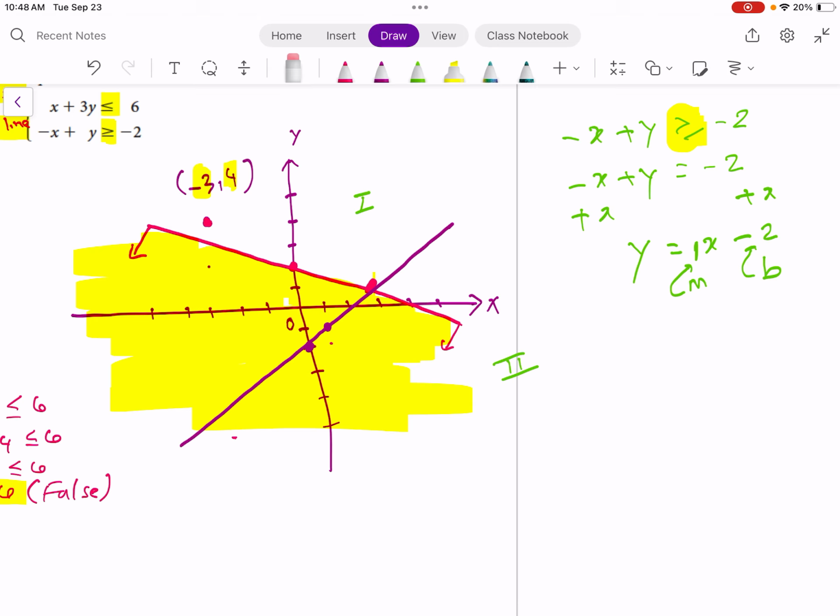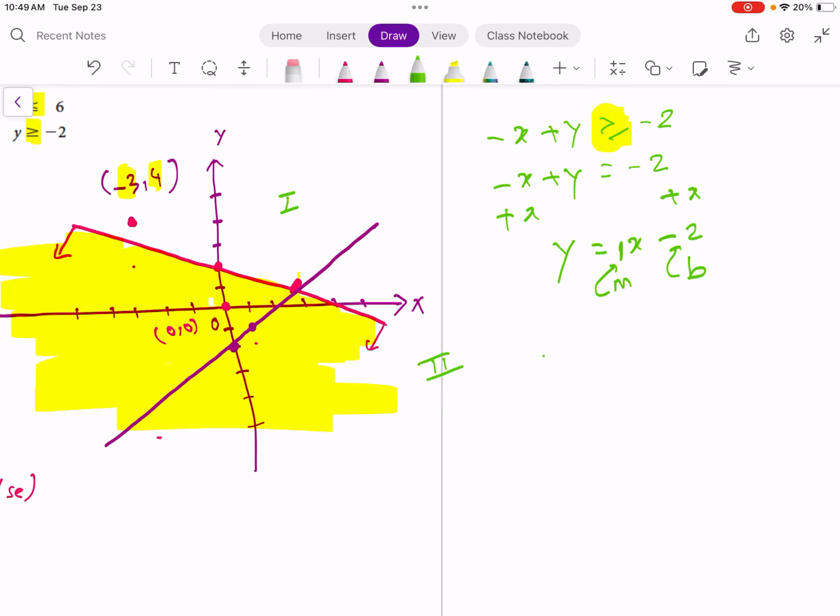So here we will pick any point below the line or above the line. Okay, any point. Let me pick the origin 0, 0, right? So let's pick this 0, 0. Now we want to know whether 0, 0 is a solution for this inequality or not. And how do we know that? You replace x by 0 and y by 0, so we have 0 greater than or equal to negative 2.